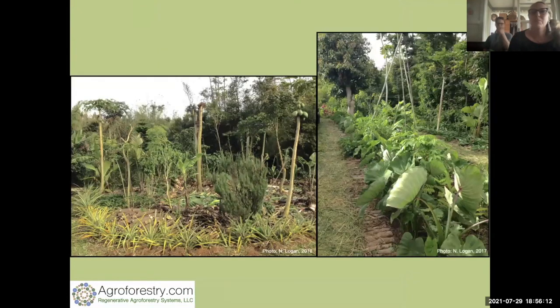Here are some photos. On the left is an area where there was really poor soil. I think it was like blue rock underneath. And so we had some timber trees that we heavily pruned, and then basically fed all of the wood to the soil, and then replanted in there.